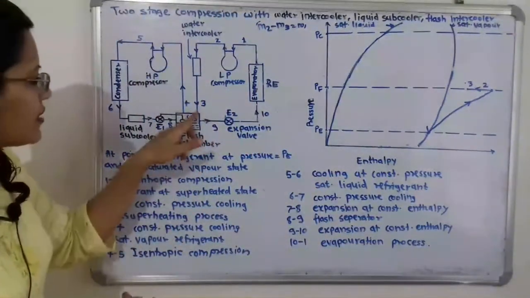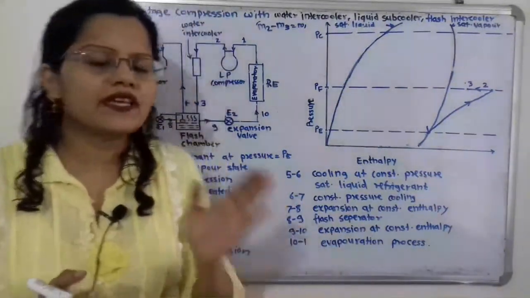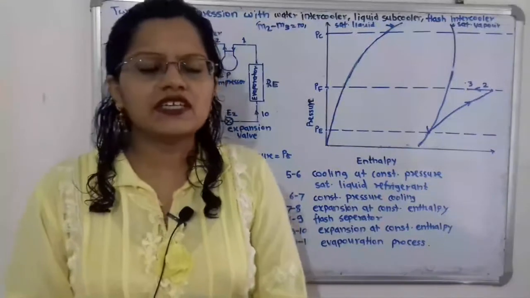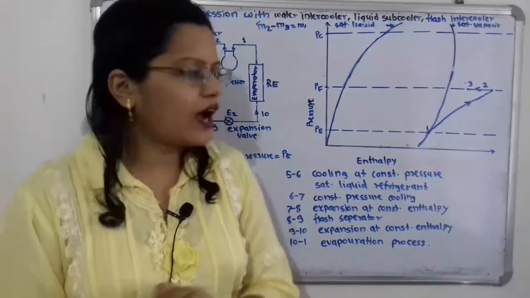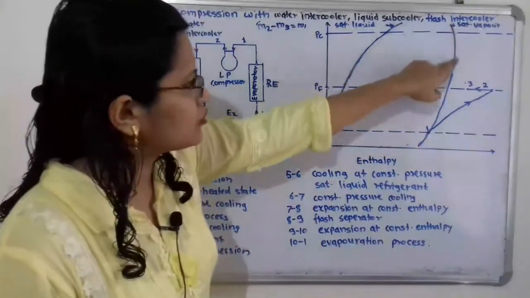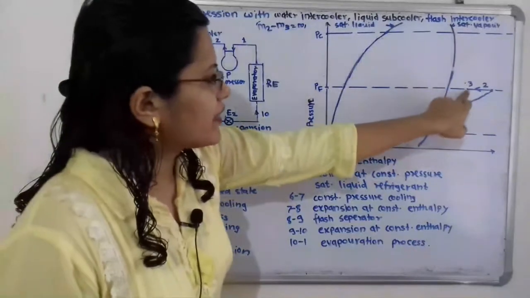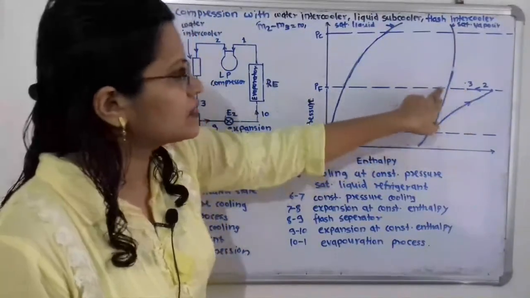So when the cooling process is taking place, what is happening? The superheated vapor refrigerant is converted into the saturated vapor refrigerant. So how to show this process? If we observe this diagram, this is the saturated vapor line. So our refrigerant will be converted from the superheated vapor to saturated vapor.